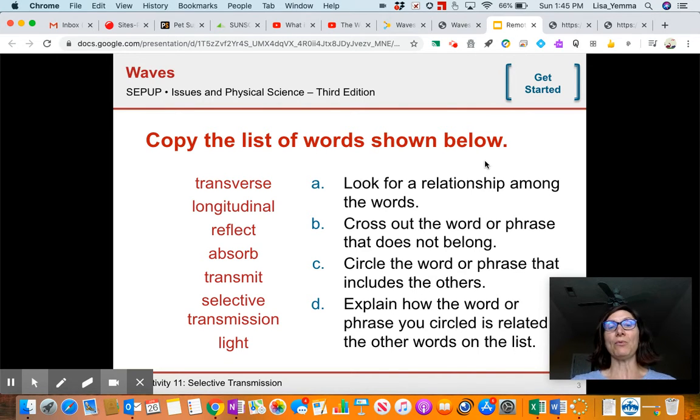So if we want to figure out what the overarching category is, we have to figure out what word includes all of the other words, but what word is left out. So the B is which word should not be there. So we know about transverse waves. We know there's the perpendicular to the energy flow. Longitudinal waves are parallel. We've been studying reflection, absorption, transmit, selective transmission, and light. So if you could pick one of these terms that does not belong here, cross it out, go ahead and do that on your paper.